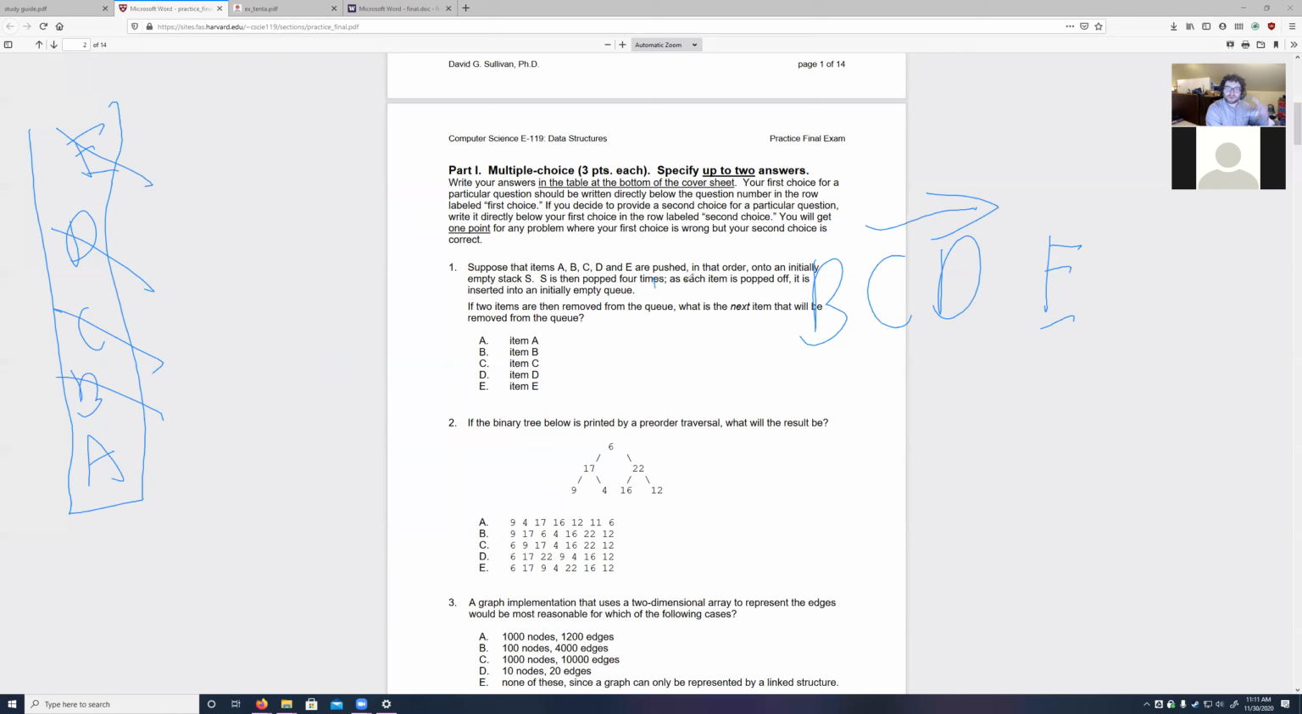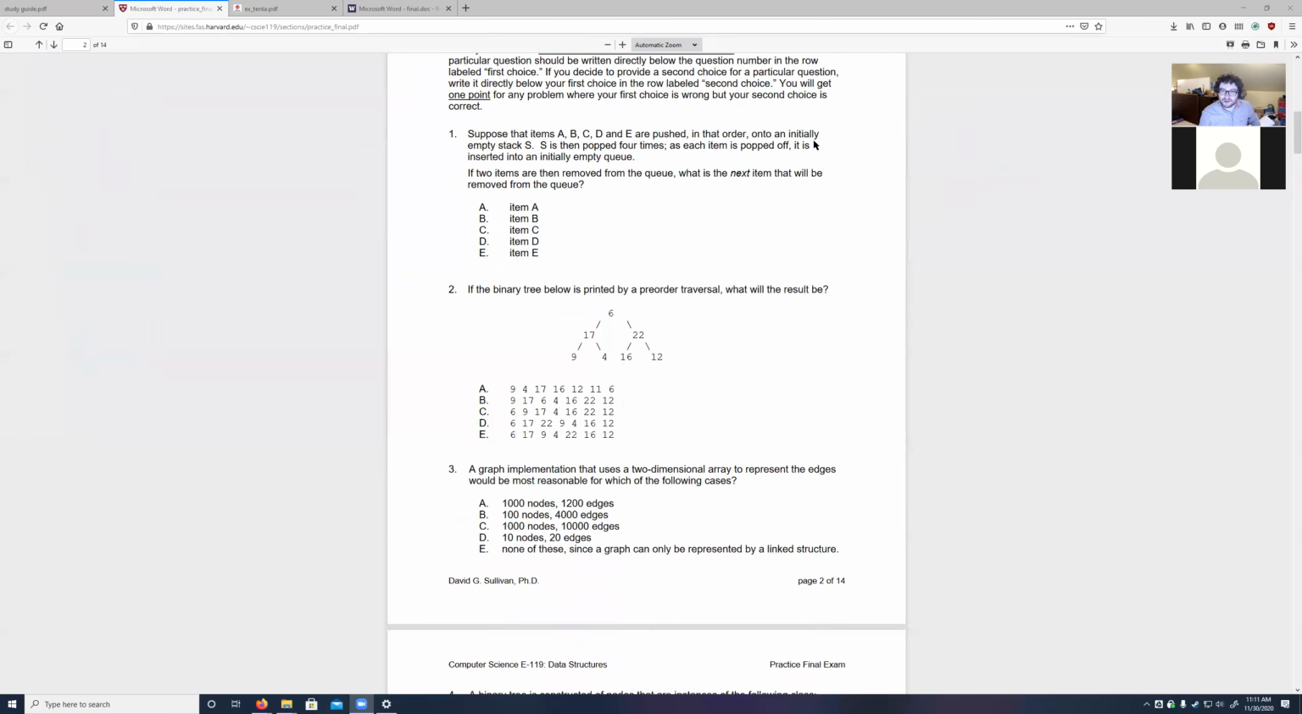If 2 items are then removed from the queue, what is the next item that will be removed? So we need to remove 2 items from the queue. So the next item in the queue would be C. Make sense?